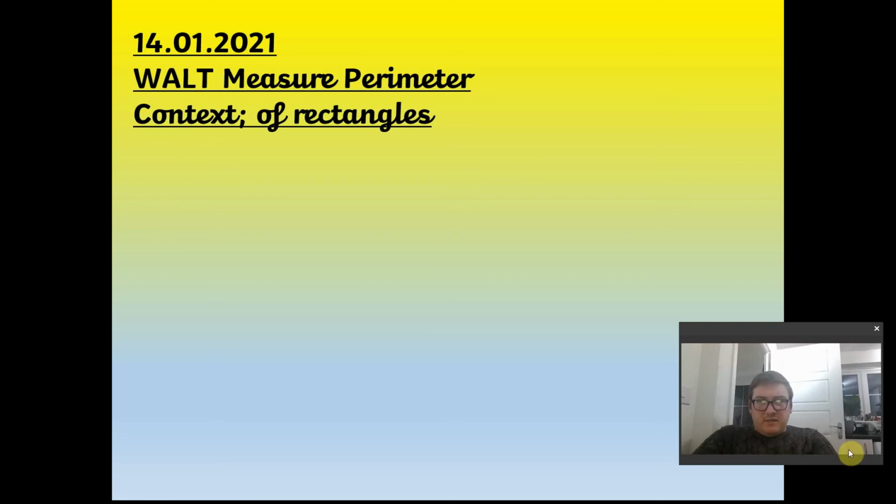We're going to be continuing to look at measure and perimeter today, and this time in the context of rectangles. So similar to what we did yesterday, but we want to recap on a few bits and go over a few points that I noticed where people were going wrong. So hopefully by going back over it again today, we can tweak those small fixes and by the end of the lesson be all secure and happy with what we're doing.